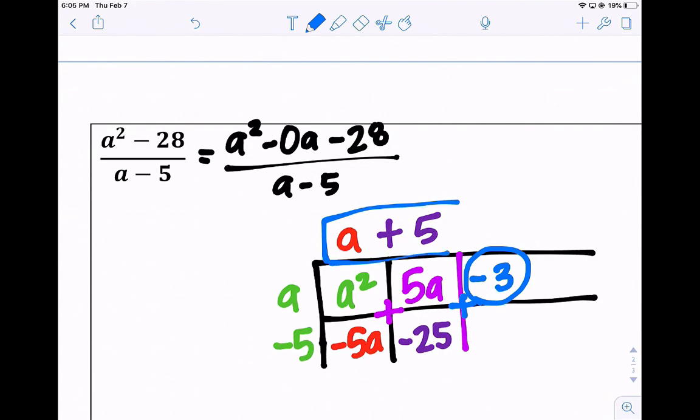Okay. So we're going to rewrite that as then a plus 5. And then our remainder is minus 3 over, or divided by a minus 5 this time. And you could put a plus right there as well to combine those.